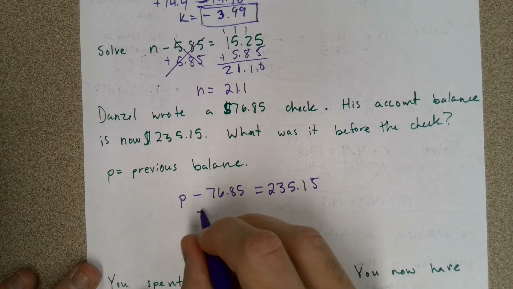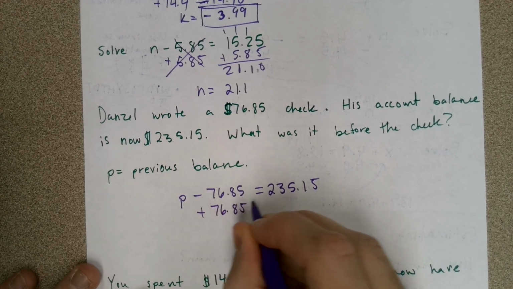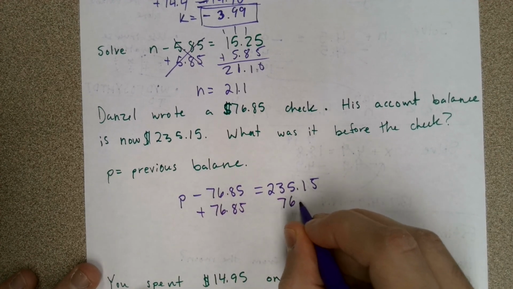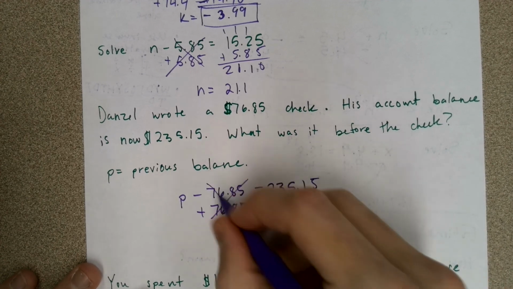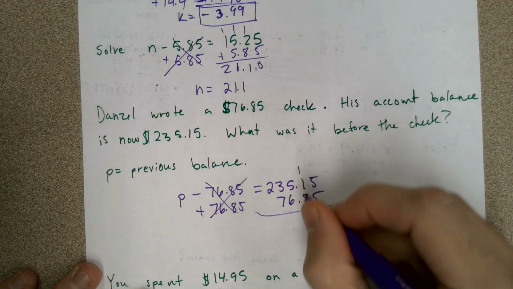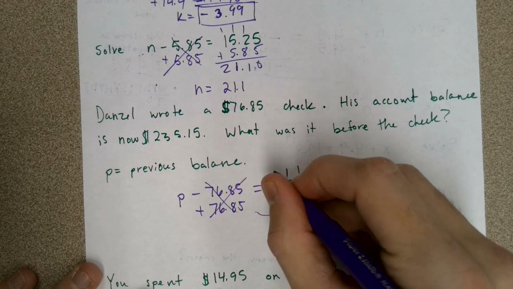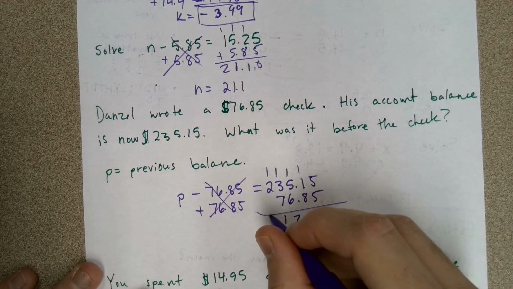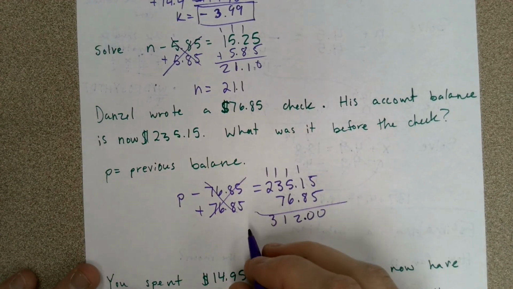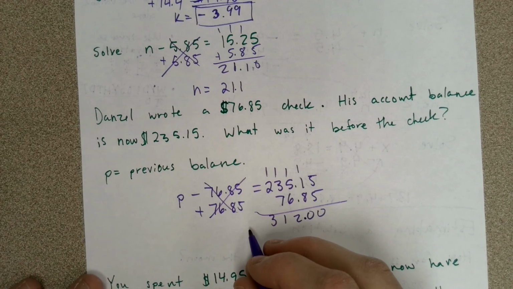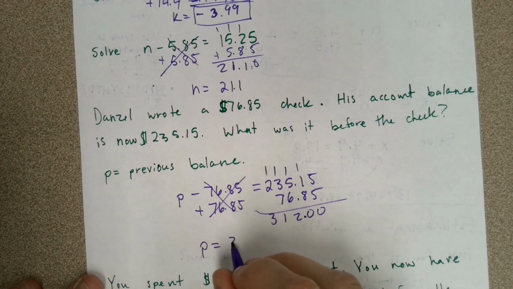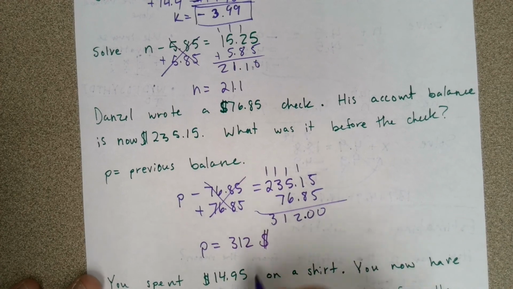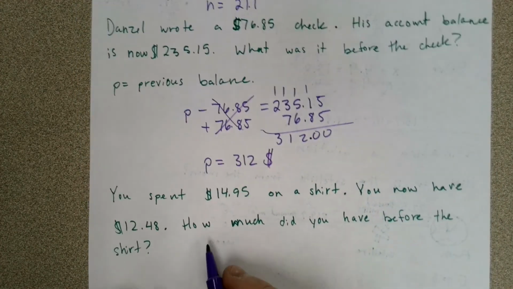How can we solve this? Get that variable by itself. Use those inverse operations. Keep those decimals in line here. Super important. Those cancel out. These add up. His previous balance would have been $312. Easy peasy. All right, got one more.